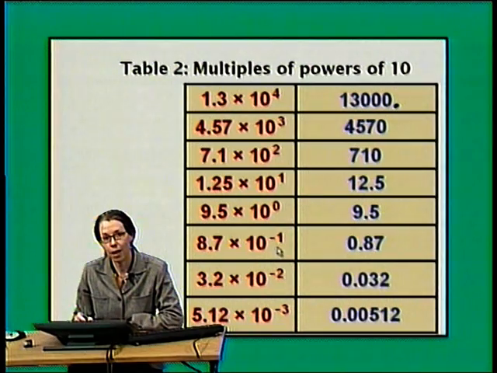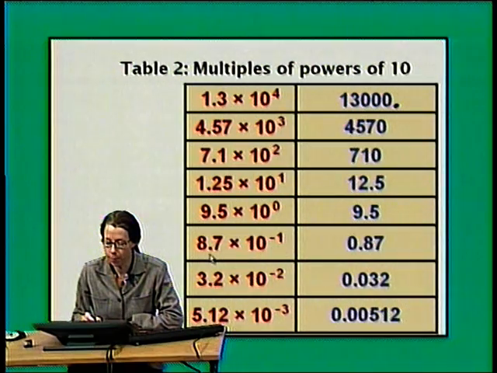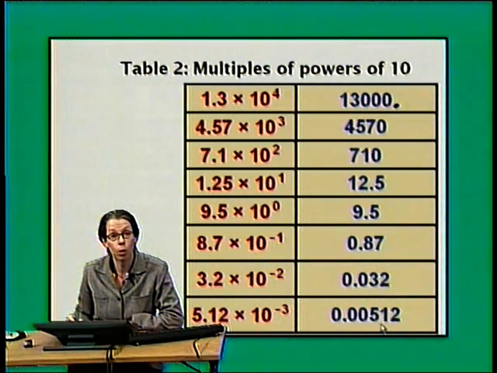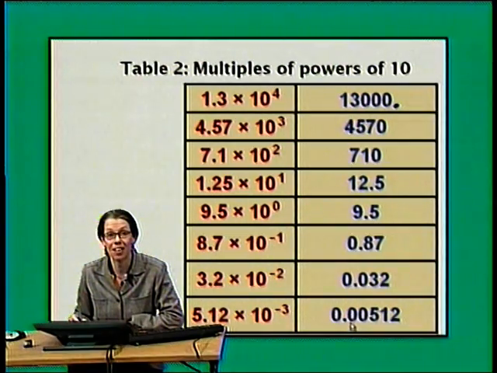Now when we have negative exponents on our power of 10, what's happening to the decimal point? Well, 8.7 times 10 to the negative 1 gave us 0.87. Decimal point in this situation has moved to the left. Did that happen again here? 3.2 times 10 to the negative 2, decimal point moved 2 places to the left. Finally, 5.12 times 10 to the negative 3, the decimal point, which was between the 5 and the 1, moved 3 places to the left. So we see a pattern here which makes multiplying by powers of 10 very easy.